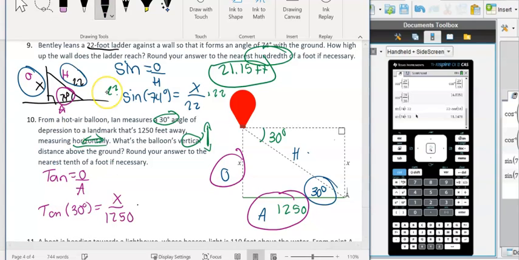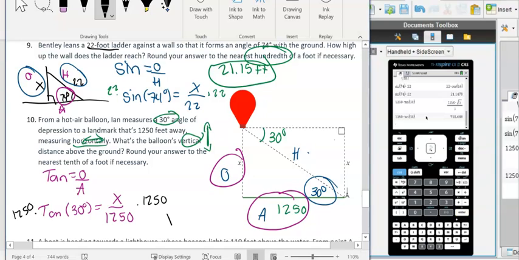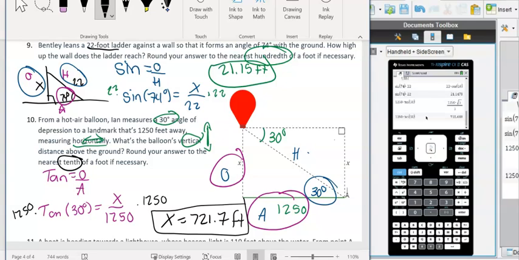So to solve that, I'm going to multiply by 1,250 on both sides. And when I put that one in my calculator, I get that x equals 721.7. And then it's good in my mind to just check and make sure that makes sense. This is 30 degrees, which means this would be 60. So this side should be smaller than this side. So that looks right to me.